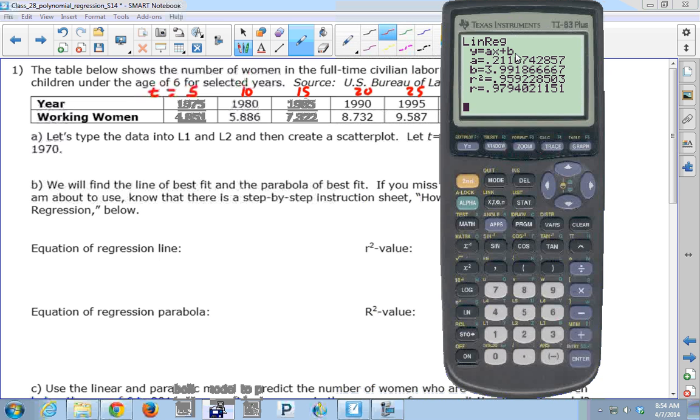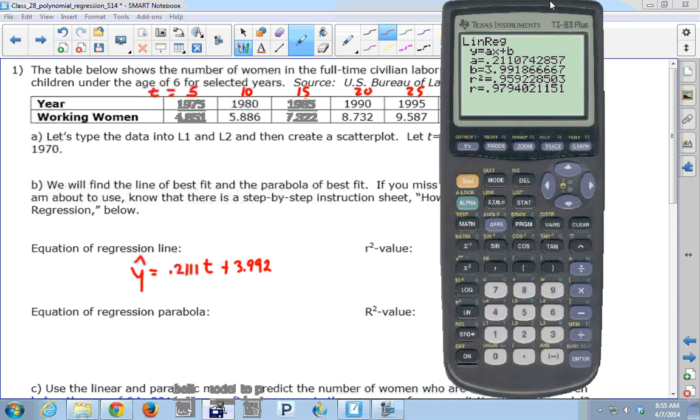So the linear regression is y hat equals 0.2111. I'm going to take it out 4 places just to write it down. But when you do your calculations, you keep the whole equation in your calculator, times t, because that's the variable we're using here, plus 3.992.